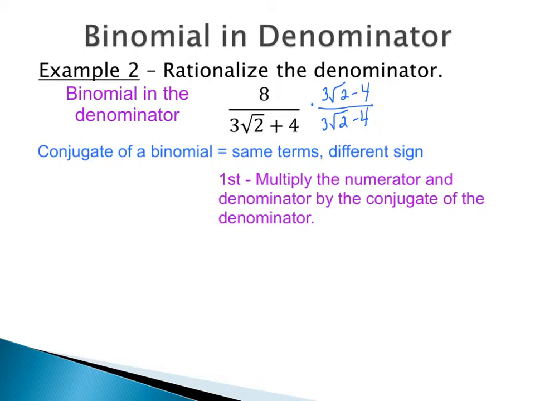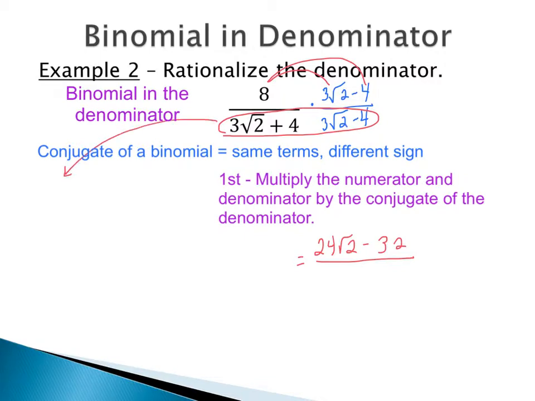For our numerator, in order to simplify this, we would just multiply and distribute. So I'd be doing 8 times 3 square root of 2, which would give me 24 square root of 2. Then I'd be doing 8 times 4, which would be 32. So I have minus 32 in the numerator. Now the denominator, I'm going to move this over and work this out to the side, so that we can see what happens when we're multiplying.